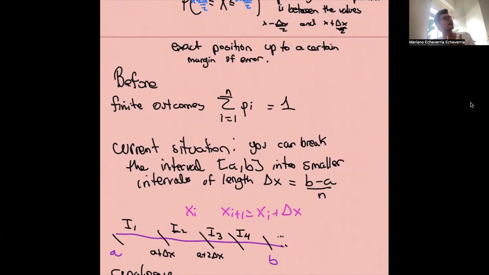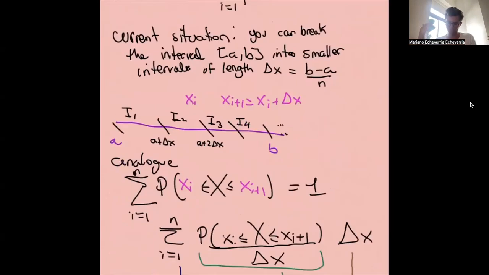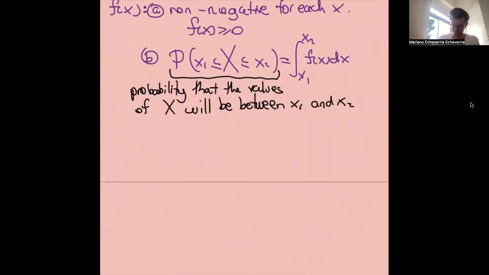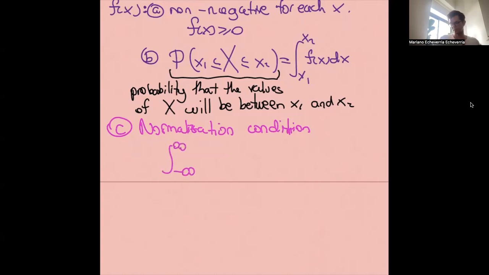So the analog of that, if you think about replacing the sum with an integral, is that x, the random variable, must take a value somewhere, but somewhere can now go from negative infinity to infinity. So the normalization condition, that's how it's called. And I'll put it with a different color to emphasize this. It is that the integral from negative infinity to infinity of f of x dx equals 1.